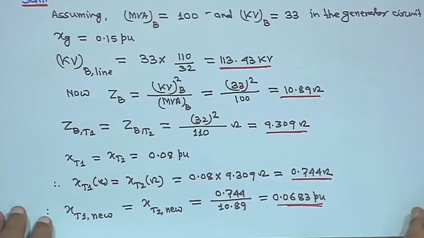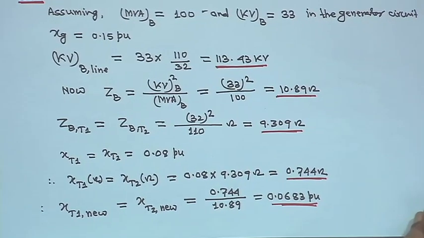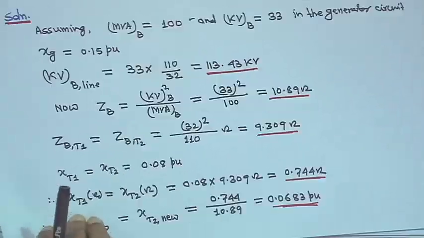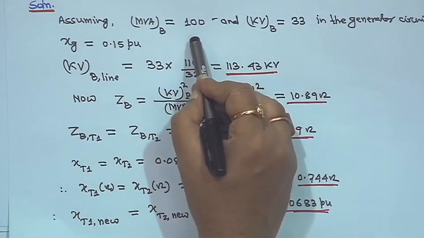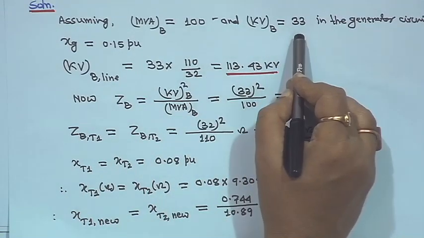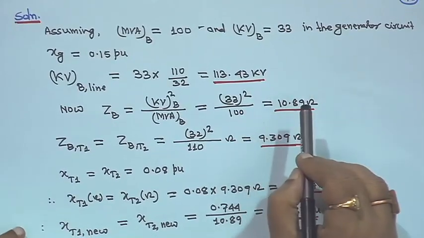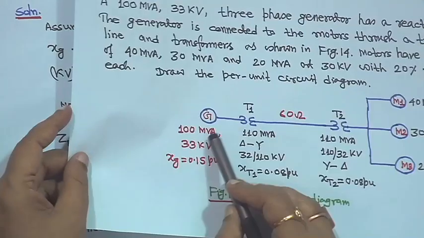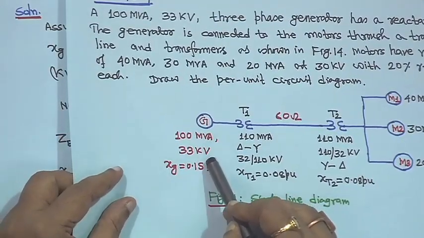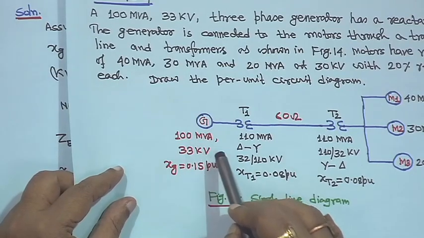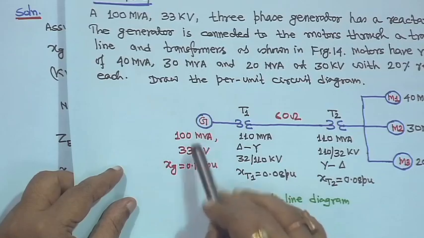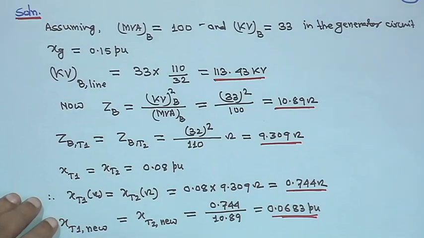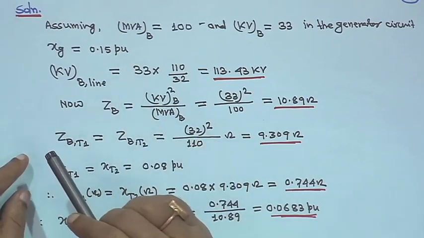So, here nothing has been mentioned, so you have to assume that MVA base is 100, and kV base you assume 33 in the generator circuit. From the generator side we have taken the generator rating, which is given as 100 MVA, 33 kV, so base 33 kV. This base voltage of 33 kV and 100 MVA we are choosing as the base such that Xg will never change. Therefore, Xg will remain as it is, 0.15 per unit.